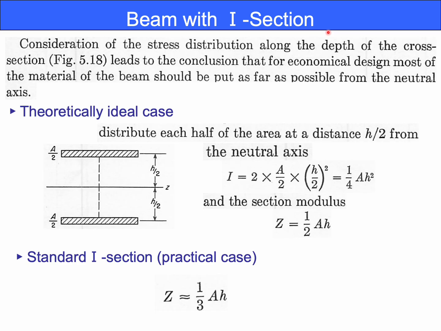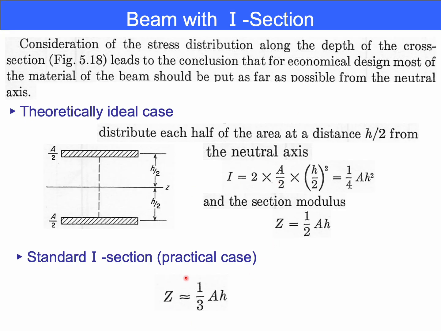So this ideal section is very efficient, large Z, large section modulus for a given area. But in the case of a standard I-section beam, and that is a practical case, real beams cannot be just two plates like this. We need a web to connect them for shear transfer and manufacturing. That web adds area closer to the neutral axis, which is not as efficient for bending stress. So the slide shows a lower efficiency.